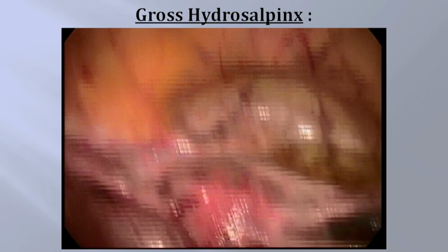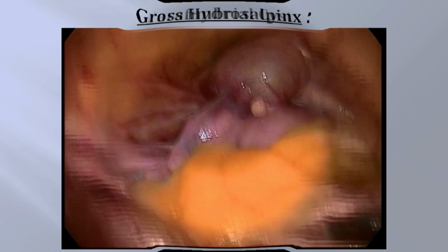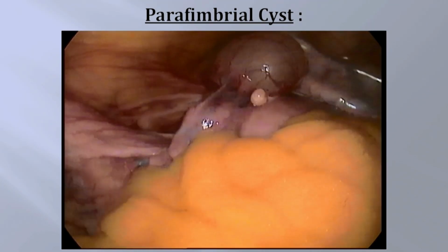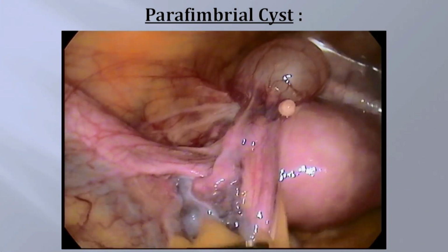Then we came to know that it was a gross hydrosalpinx which was causing the pain, and the patient was not lying. Sometimes we get a normal ultrasound and we find that everything is not normal inside. That should not be the scenario. You should always listen to the patient. In such cases, obviously salpingectomy is done, and you should go ahead with IVF.